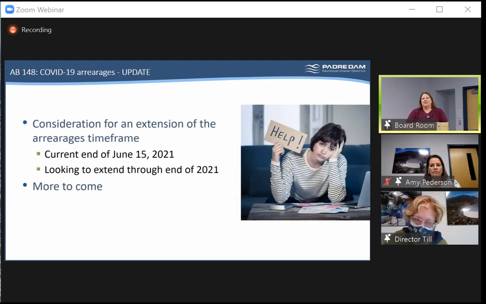Okay, the next one that I wanted to talk about is AB 148, and this is COVID arrearages. This is an item that you've heard not only during the legislative updates, but also from Karen. And I wanted to mention a couple of things on this that are new information. So we did receive funding from the first round of the arrearages timeline. That timeframe ended in June of 2021. The current proposal is to look to extend it through the end of 2021.